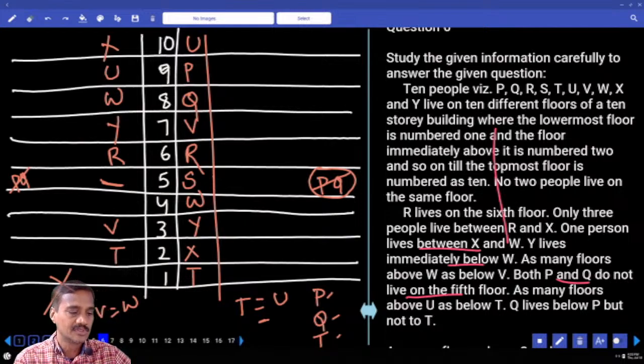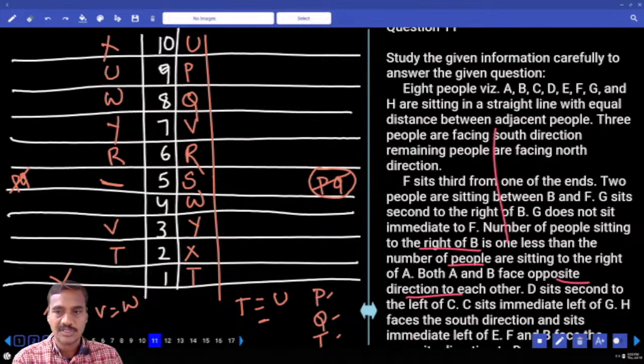My next one, question number 11 onwards. My 11th one is straight line. How many persons are there? 8 persons, and equal distance. And some 3 people are facing south and the remaining are not. North and south were given. My first or the second priority?